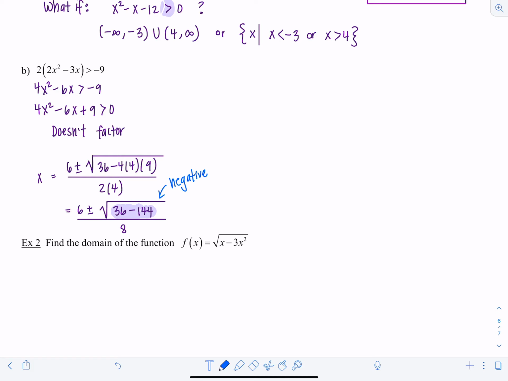So the square root of a negative number is not going to give me a real number, which means I don't have any x-intercepts. So this parabola is a floater. It's not crossing the x-axis. Okay, what do we do?